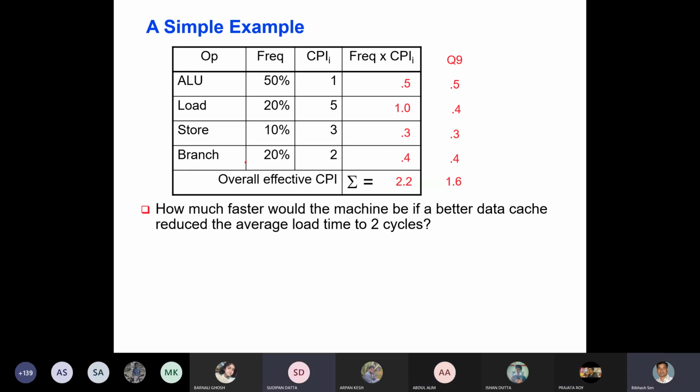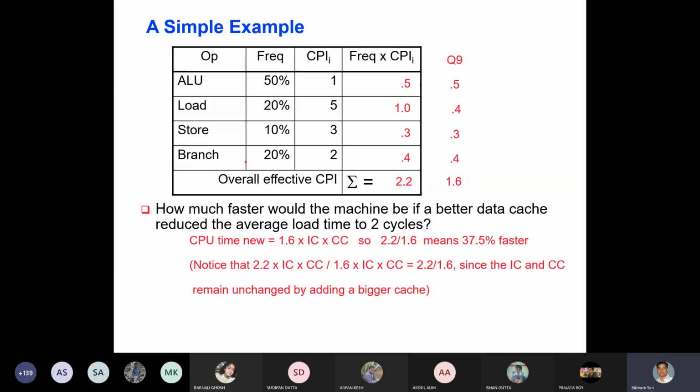Here it was 5 into 20, so you are getting 1, like in this 20%. Now when you reduce the 2 clock cycle, if it becomes 2, that will automatically be 0.4. The rest of the part is the same. So just by reducing the clock cycle time for a particular instruction, you are getting better performance here. Now you'll find that our main criteria for this program is now reduced to 1.6.